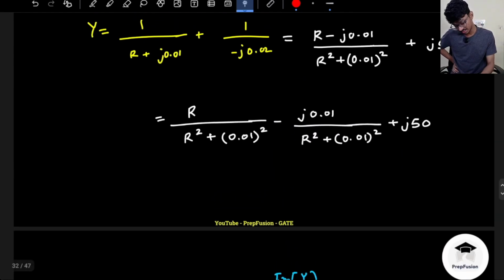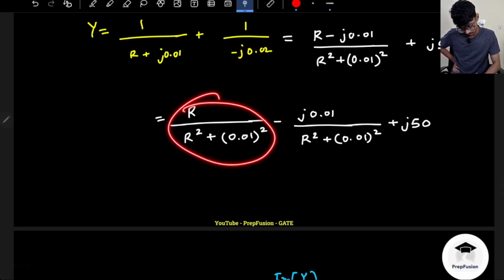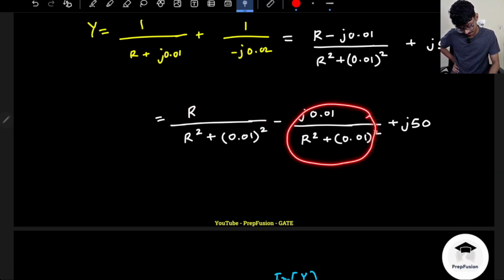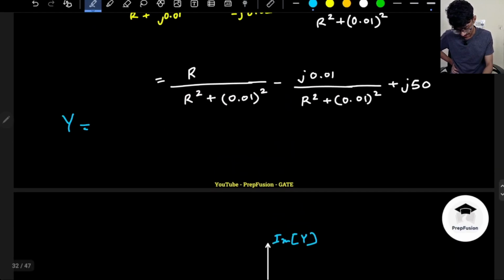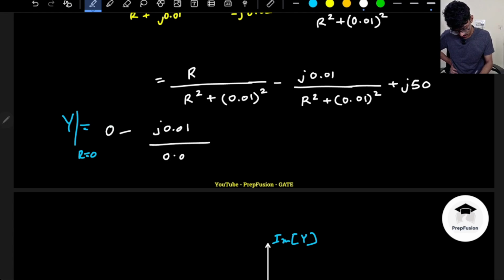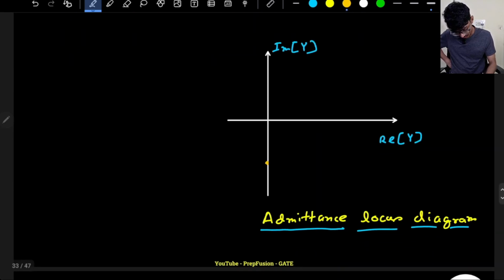So at r equal to 0, what is happening? At r equal to 0, this is not 0 actually. Y at r equal to 0 is basically 0 minus j 0.01 divided by 0.01 whole square. So this cancels out, so it is 1 by 0.01, so it is basically minus 100 j plus j 50, so it will be minus j 50. So my y value is at minus j 50, so I will be lying somewhere around here. Minus j 50 is here, right? 0 comma minus 50. This will be the point at r equal to 0.